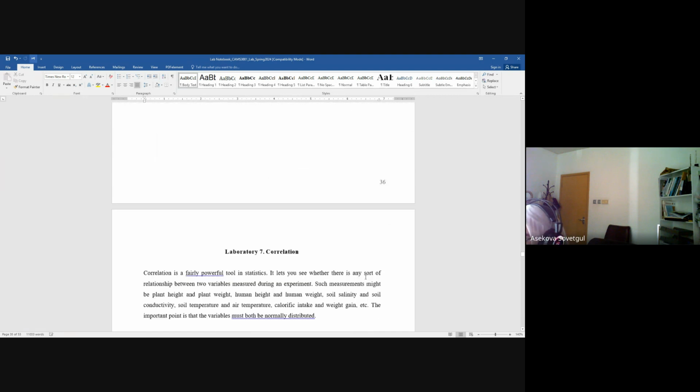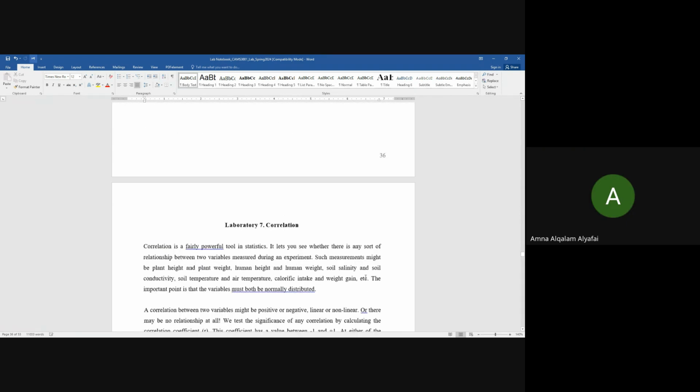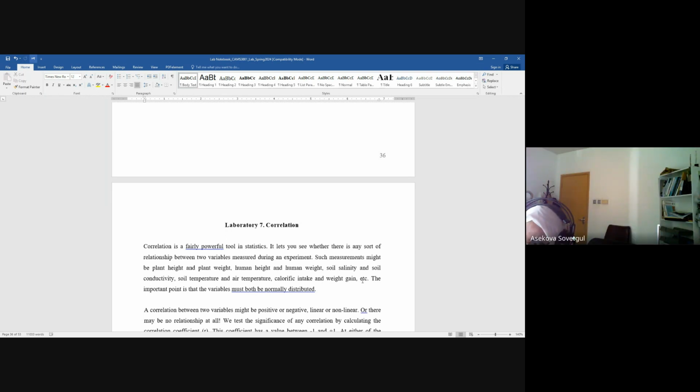Okay, in regression, should we insert the graph, the x and y scatter plot, or is it just in the correlation? For the regression analysis, you have to do the scatter plot. For correlation, the scatter plot is actually not needed. But for regression, you must do it because you want to see how the linear line, the best fit line, is fitting in the scatter plot diagram.